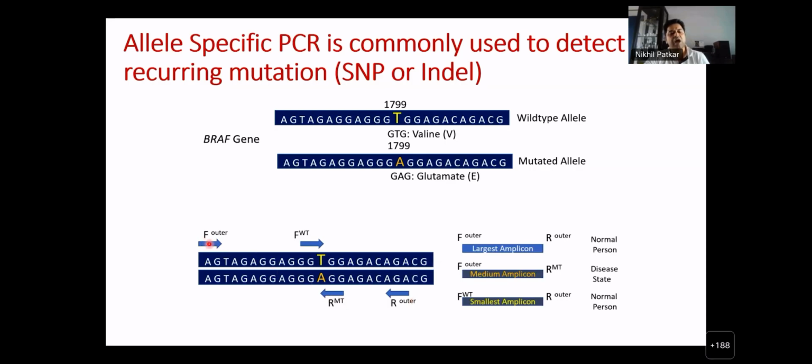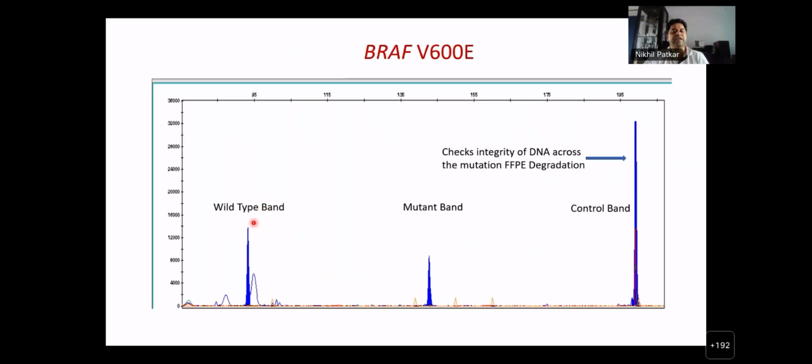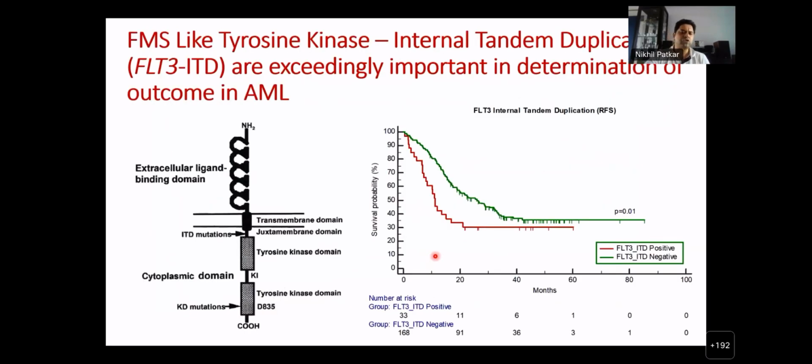One is a PCR that takes place between the outer forward and reverse mutant, which results in a mutant-specific amplicon, a forward wild type and a reverse outer wild type, which presents in a smaller amplicon like this, and then a forward outer and a reverse outer, which actually shows that amplicon. So in the mutant case, you get 3 amplicons, and in a normal person, you just get these 2 amplicons. So this is an example of allele-specific PCR. This is how it's done in our lab, and this is how we look at V600E if it's present or absent.